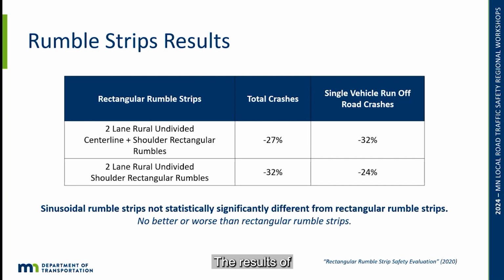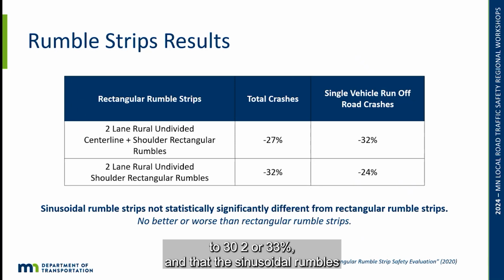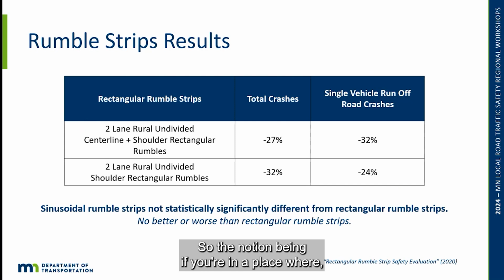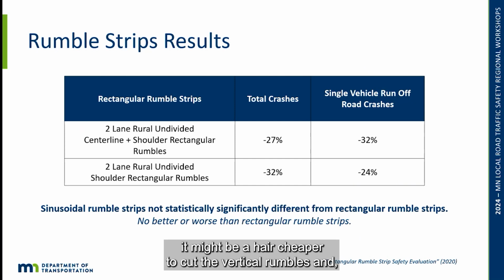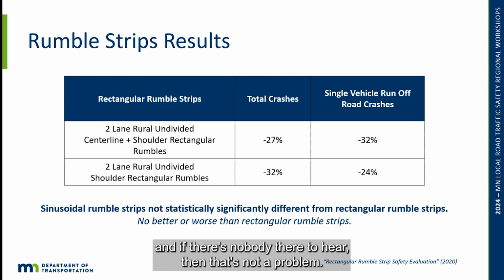The results of crash reduction for edgeline rumbles, again, you could see something on the range of 25 to 32 or 33%, and that the sinusoidal rumbles are very similar with the crash reductions. So the notion being, if you're in a place where there are no homes, it might be a hair cheaper to cut the vertical rumbles, and if there's nobody there to hear, then that's not a problem.